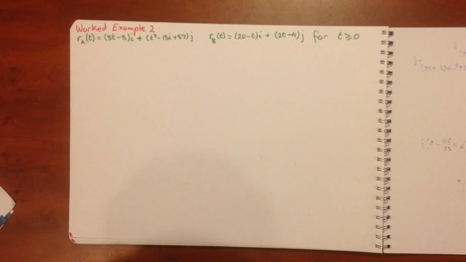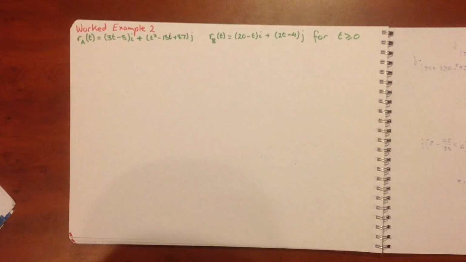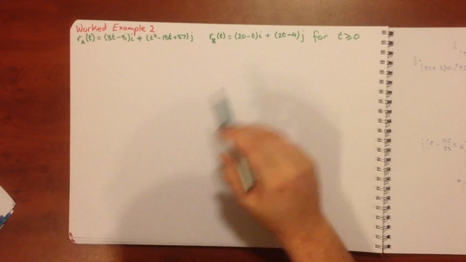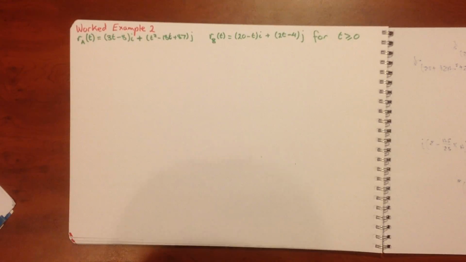Okay, which is the worked example 2. So we're given two position vectors, a of t, which is 3t minus 8i plus t squared minus 18t plus 87j, and b of t is 20 minus t i plus 2t minus 4j. Okay, and again, where t is larger than or equal to 0.